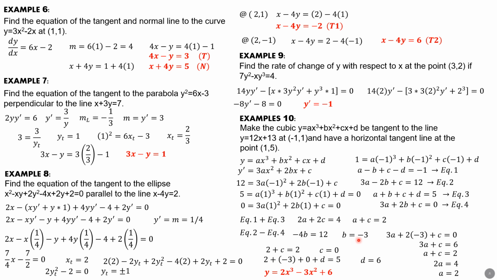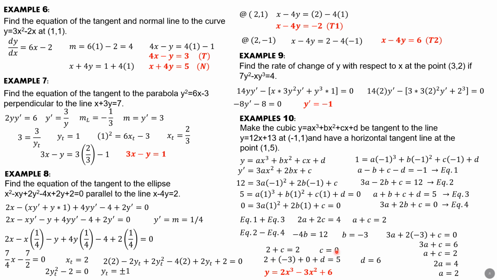We then substitute negative 3 into equation 4: 3a plus 2 times negative 3 plus c equals 0. So 3a plus c equals 6. Then together with this equation here, a plus c equals 2, let's subtract to eliminate c. 3a minus a, 2a. 6 minus 2 is 4. So a is 2. We then substitute the value of a, which is 2, into this equation: 2 plus c equals 2.